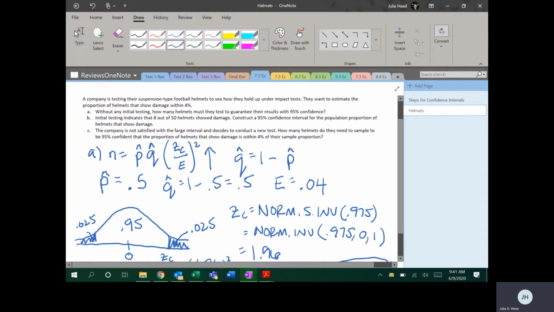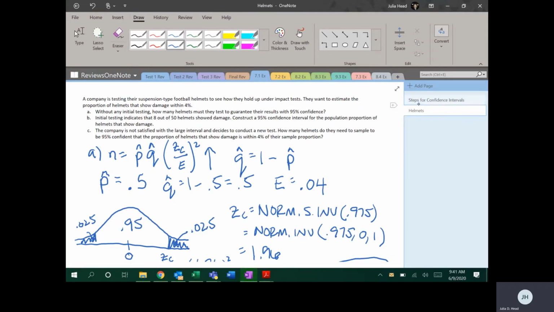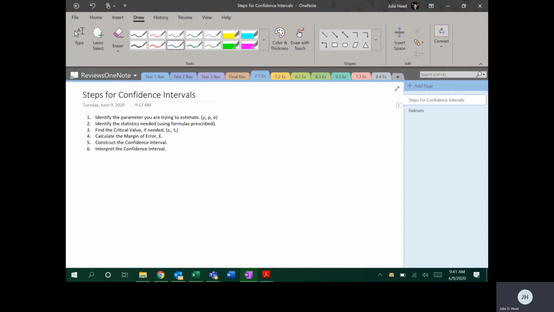And they tested 50 helmets for Part B, and 8 showed damage. And now it is asking you to construct a confidence interval. So Part B is still a Chapter 7 question. It talks about confidence, but in this case, it's the more traditional type of question where you're asked to circle a confidence interval as your final answer. I'm going to recommend these 6 steps for being able to do your confidence interval. If you printed out the OneNote PDF, then you've already got these printed out.